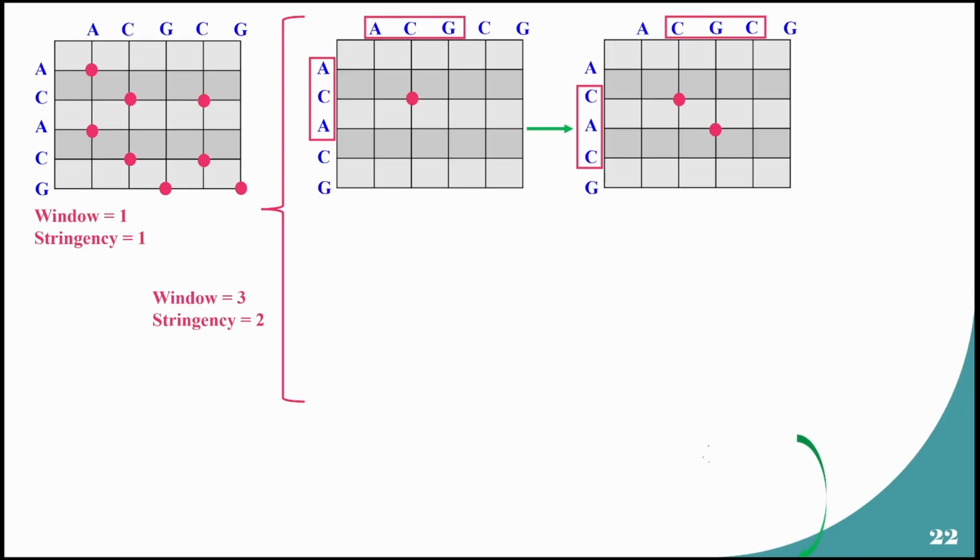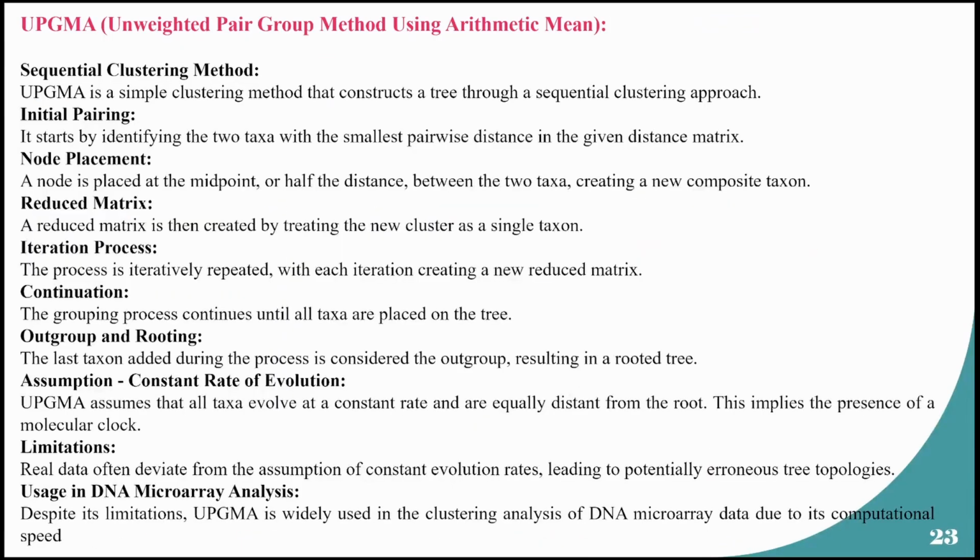So, let's just skip that because we already went over it. One of the ways that Professor Bhumiha mentioned to construct phylogenetic trees is the UPGMA method, right? UPGMA is basically unweighted pair group method using arithmetic mean. Okay. UPGMA is a simple clustering method that constructs a tree through a sequential clustering approach.